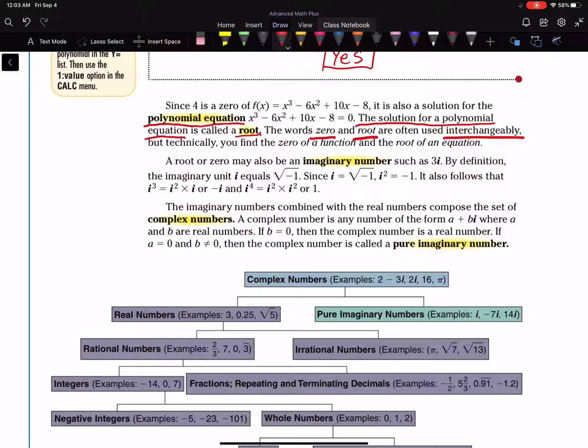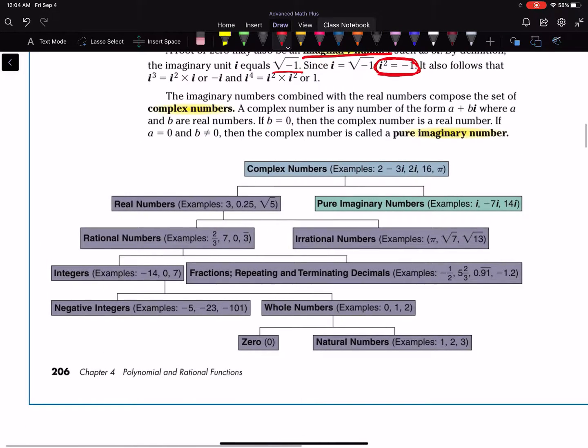In Algebra 2, we learned about something called an imaginary number, and that's basically just when you take the square root of -1. And basically what you need to remember from this is that when you have i squared, that equals -1, because you're going to use that a lot to simplify things. So just remember, i squared equals -1. This is the complex number system.